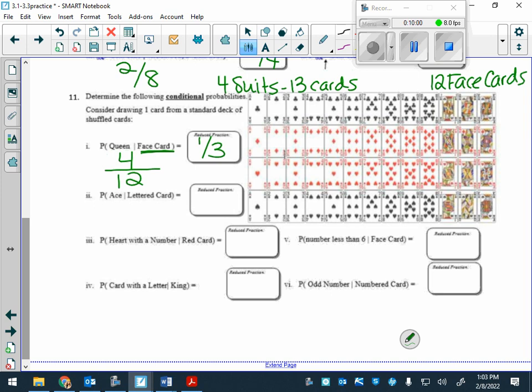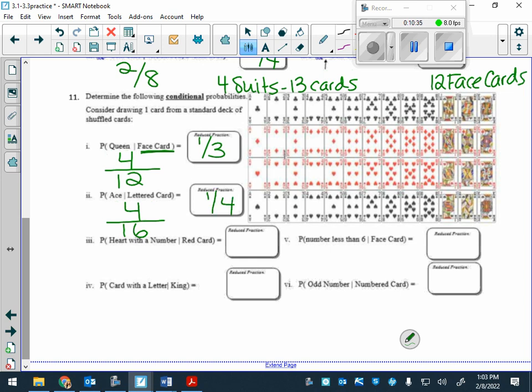Then the next one, probability of drawing an ace, given we've already taken out the letter cards. So how many lettered cards are there? Brayden? Lettered cards. Genevieve? 16. Ace, king, queen, and jack. Out of those letter cards, how many of them are aces? Addison? Good.